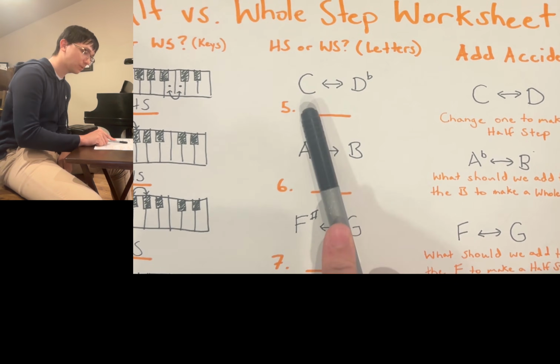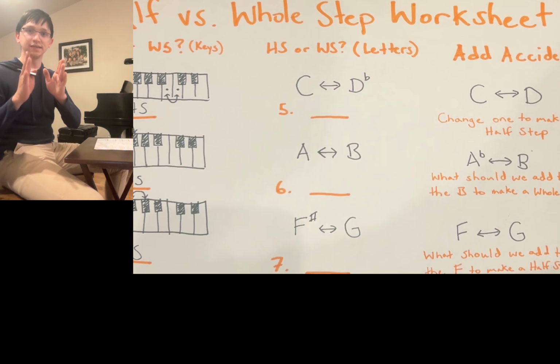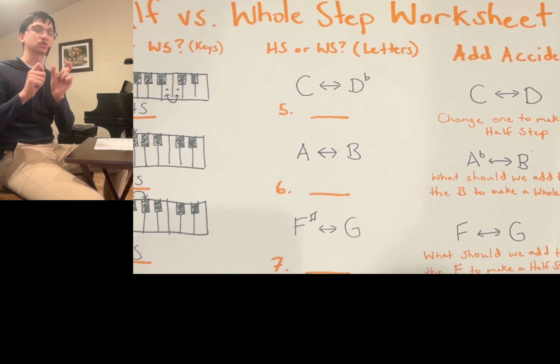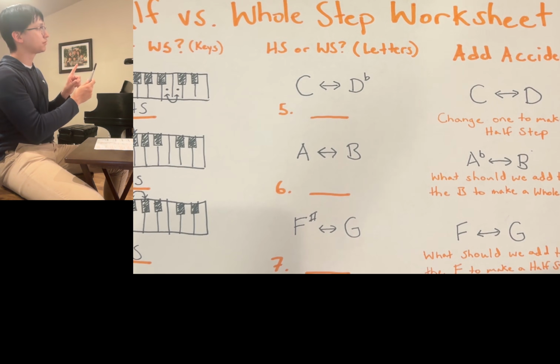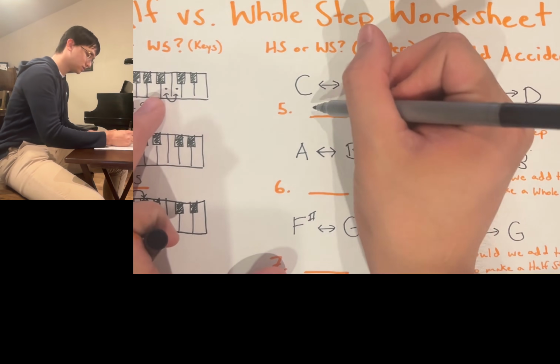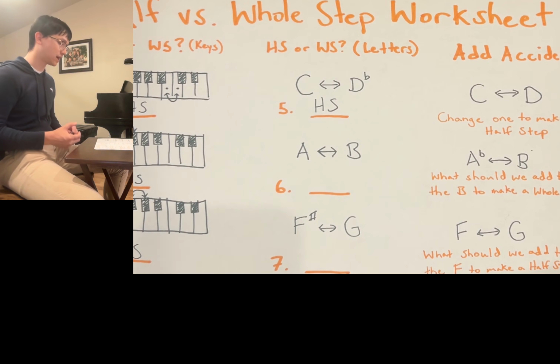So for example, when we have C to D flat, imagine just for a second from C to D. We of course know that there's a black key in between those two. So C to D would be a whole step. But then the D flat brings it closer to the C. It brings it to the left. So here we have a half step from C to D flat.